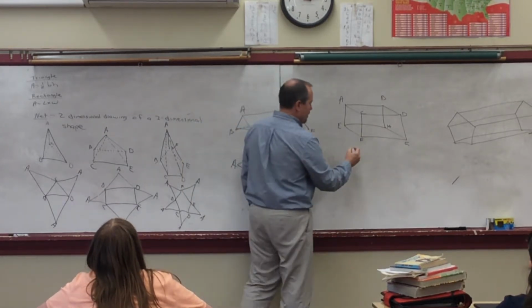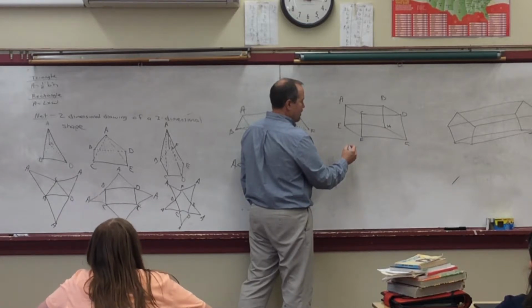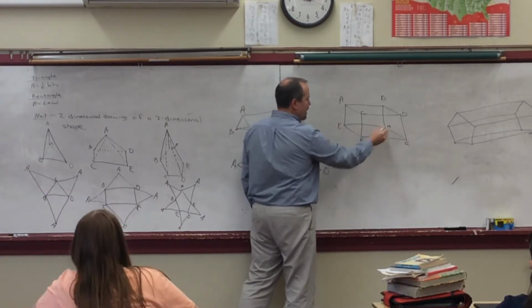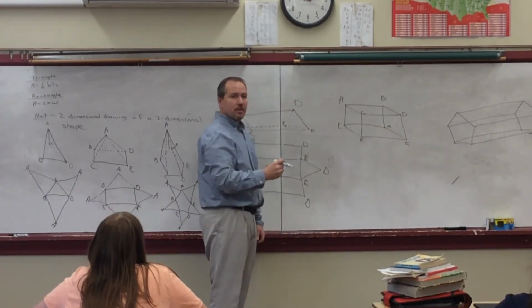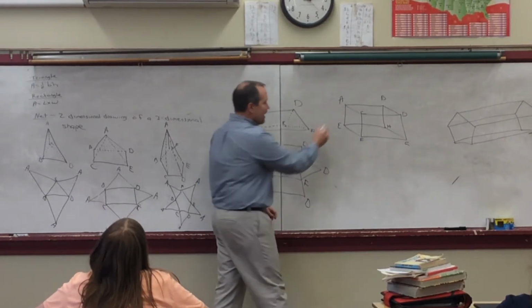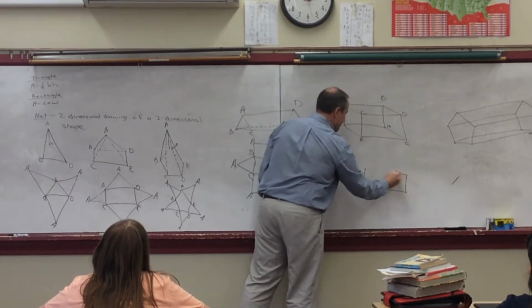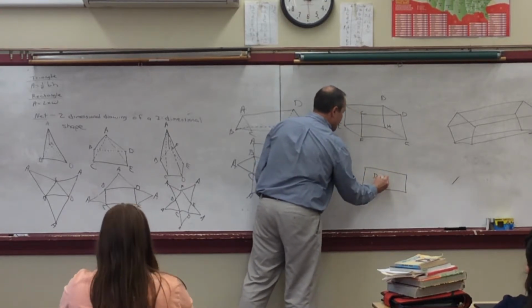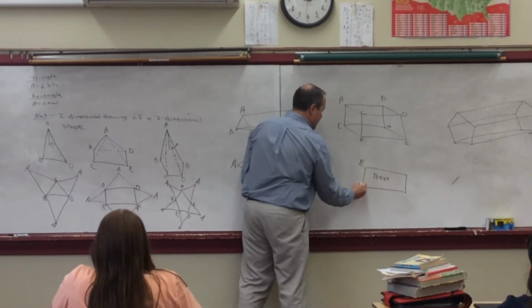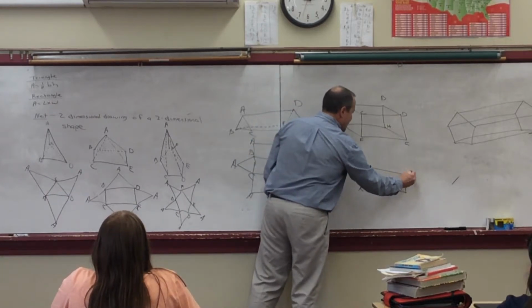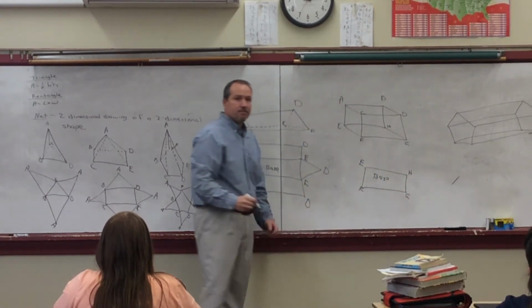E, H, what did we say in the box? E, H. F, and G. Okay, E, F, G, H. Okay, so here's our base. I'm going to label it. Here is E, here is F, here is H, and there's G.